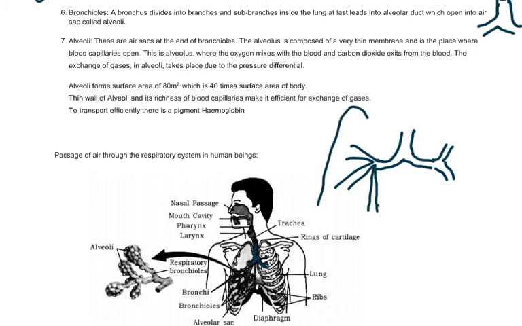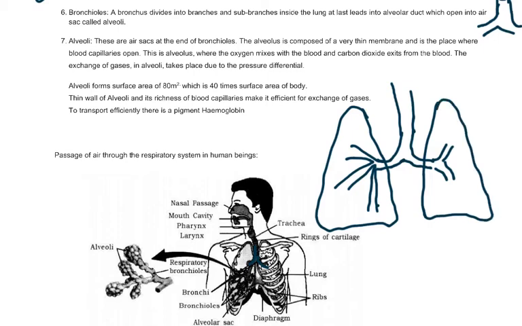Now where is this occurring? It is occurring inside the lungs. After the trachea has reached the lungs, the bronchi divide further into two and three. Two on the left side, because on the left side we have a cavity where the heart is present. So the left lung is somewhat smaller as compared to the right one.